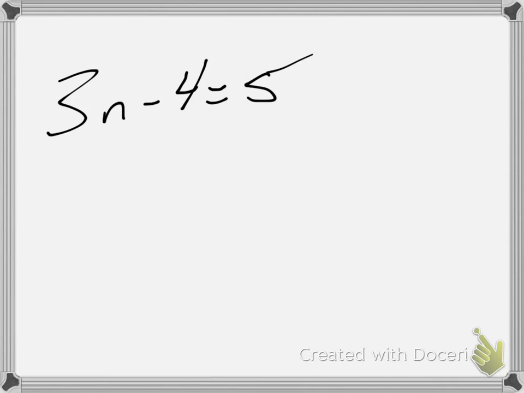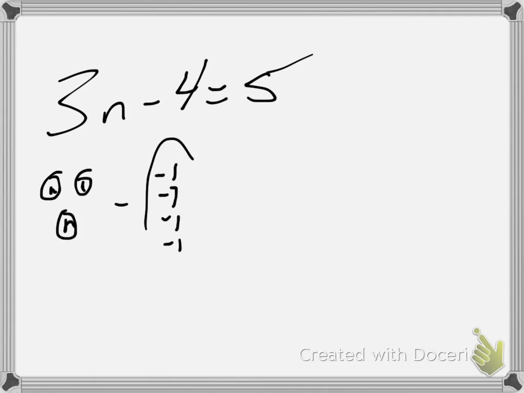So we can still use that drawing of chips and whatnot. So here's my three groups of n, n, and n. And then over here I've got 4 negative 1s, so negative 1, negative 1, negative 1, negative 1. And they're all together. If we add all those together, we get minus 4. Negative 1 four times is negative 4. I've got to cancel those out.